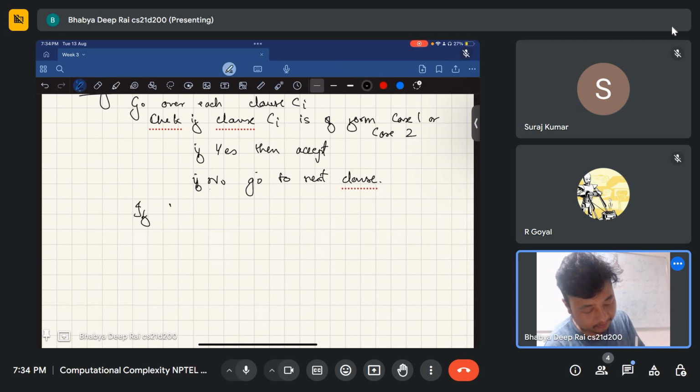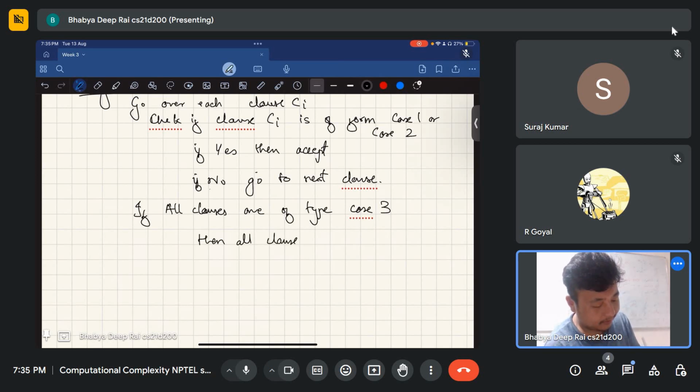if all clauses are of type case 3, then all clauses are unsatisfiable. If all clauses are unsatisfiable, then phi is unsatisfiable. The entire expression is unsatisfiable, and then output no.